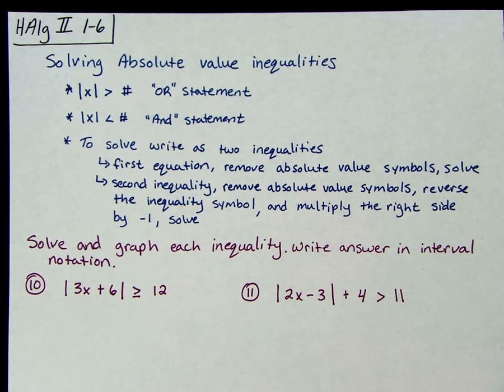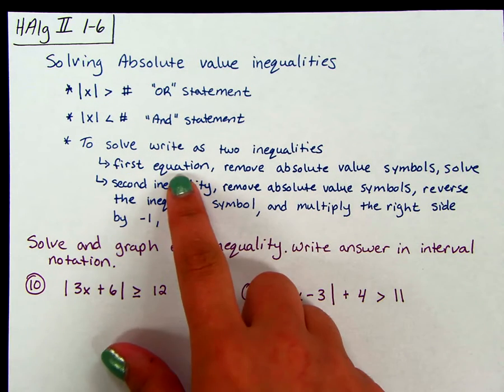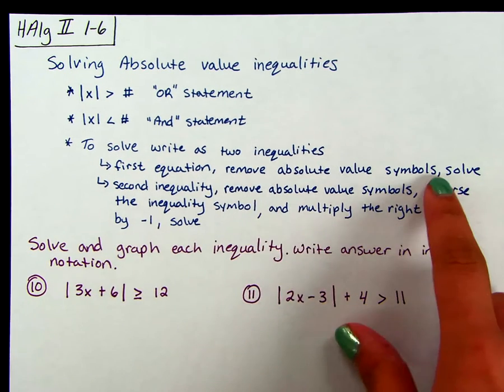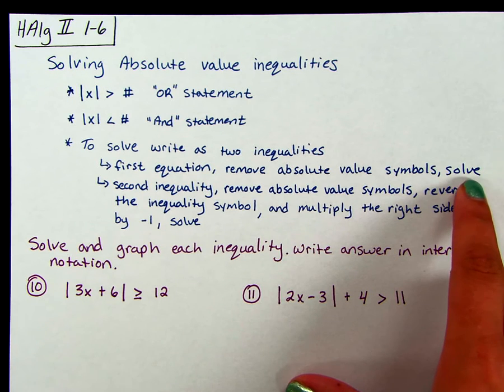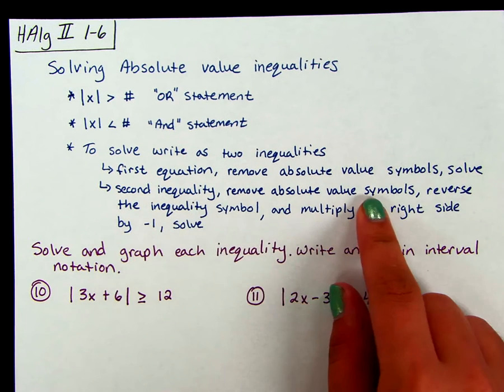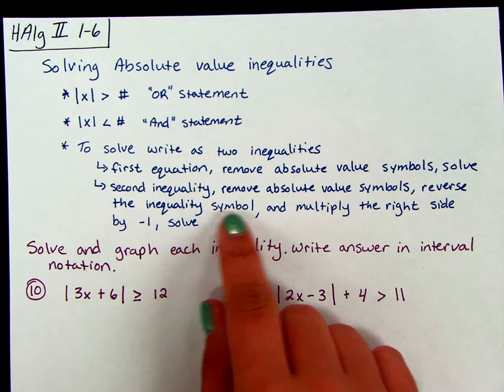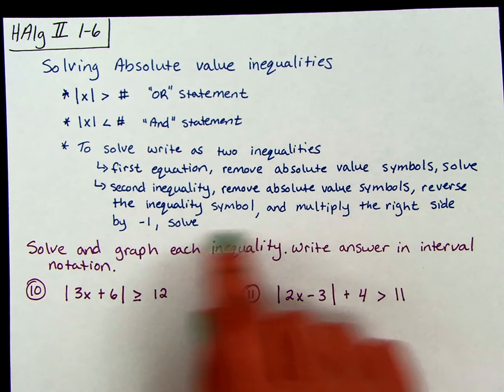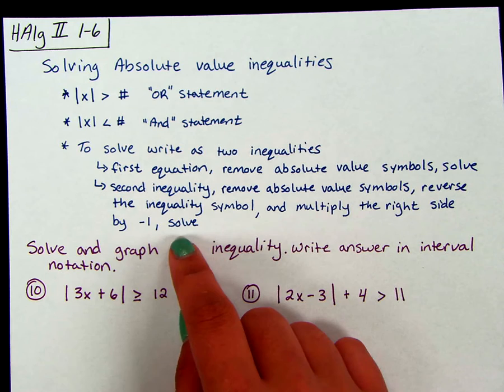Now remember, when we are solving absolute values, we always have two things that we need to solve because absolute value is talking about a distance from 0 on a number line, so there's always two of the same distance. So the first inequality, we just remove the absolute value symbols and solve as is. For our second inequality, we're going to remove our absolute value symbols, reverse the inequality symbol, and multiply the right side by a -1, and then we solve.